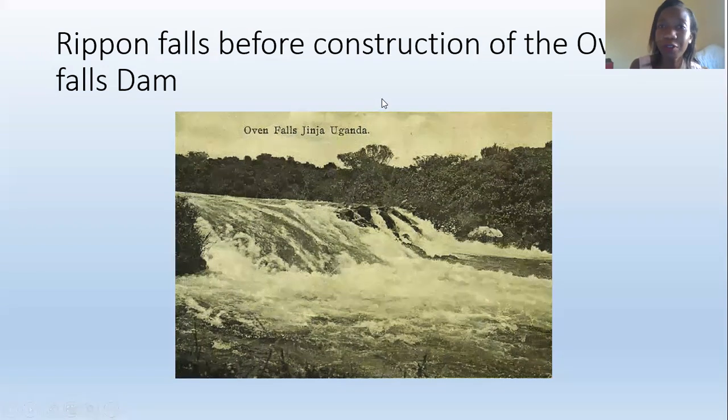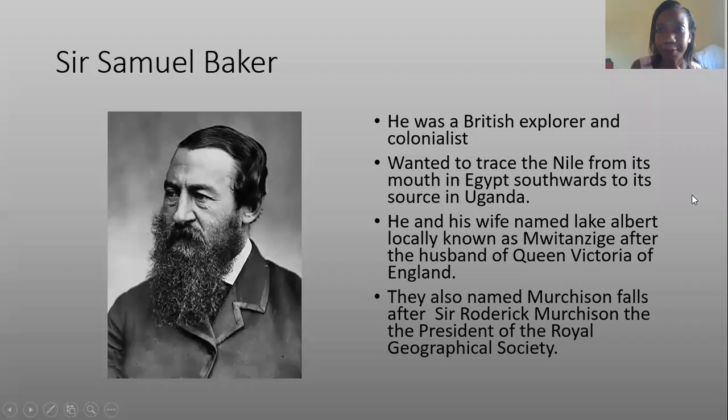So this is a picture of Ripon Falls before the construction of the Owen Falls Dam. Remember, the Owen Falls Dam was constructed, and it helps in the creation of hydroelectric power. So there we are. But before, it was called Ripon Falls. We have another explorer here called Sir Samuel Baker. He was also a British explorer, but a colonialist as well.